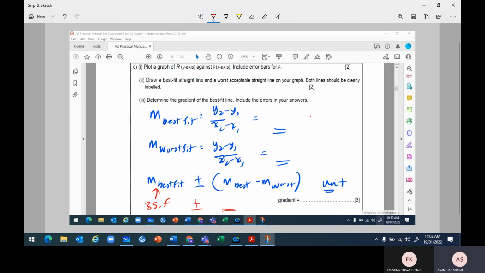So I believe you're done with your gradient. Now go ahead with your intercept. Do the same thing for the y-intercept. Get your answers for the y-intercept.